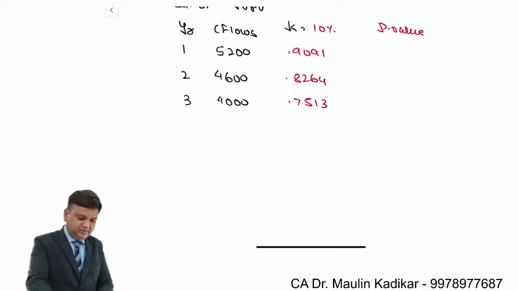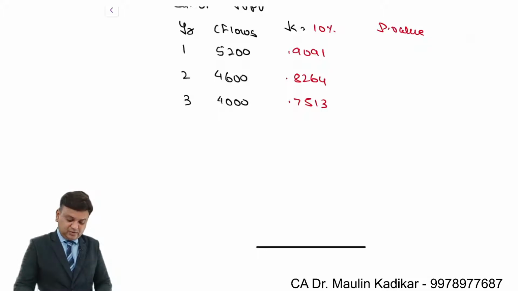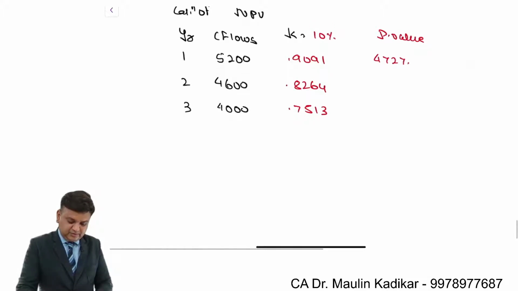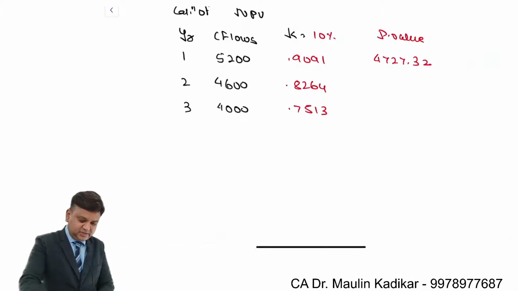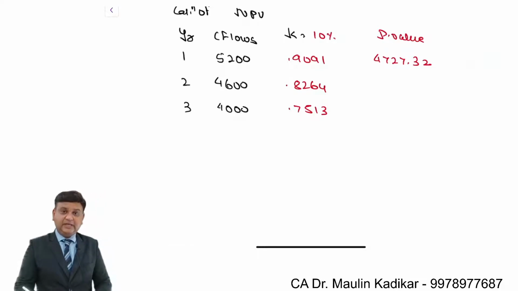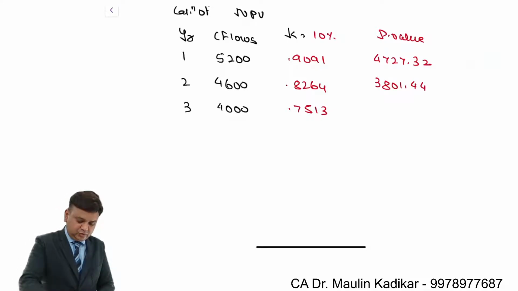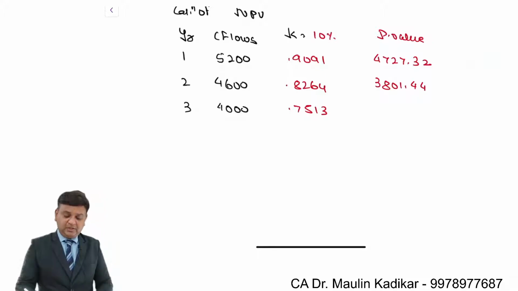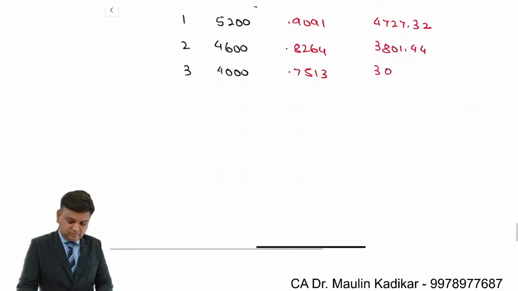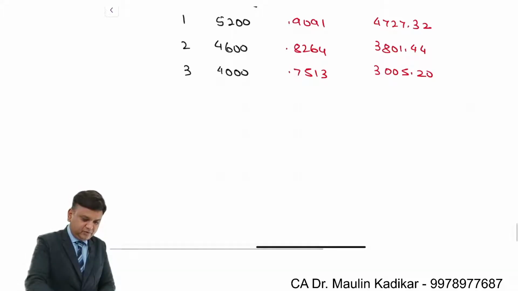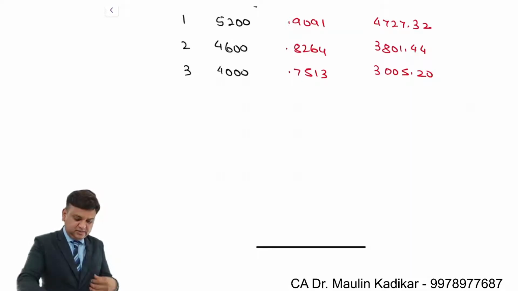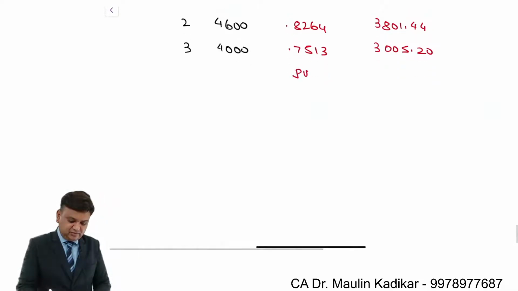5200 into 0.9091, 4727.32. 4600 into 0.8264, 3801.44. 4000 into 0.7513, 3005.20. 4727.32 plus 3801.44 plus 3005.20. So present value of the cash inflow is 11,533.96.